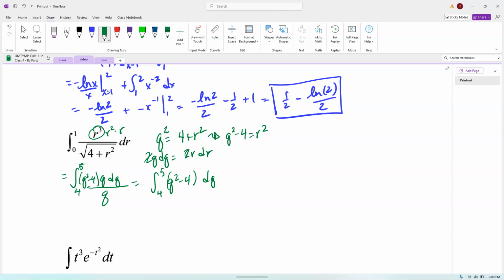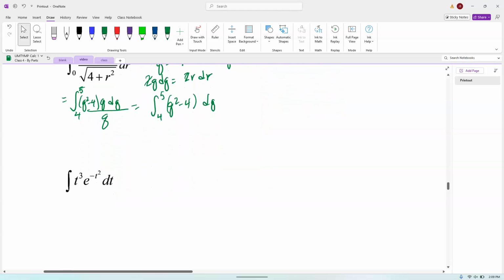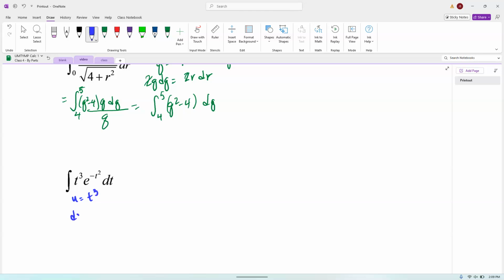We haven't quite seen something like it yet. Actually, we have. This one, the t cubed, isn't too bad. If you think about what you would select, you might do u as t cubed, meaning that du is 3t squared dt, and then that would mean that dv is e to the negative t squared dt.